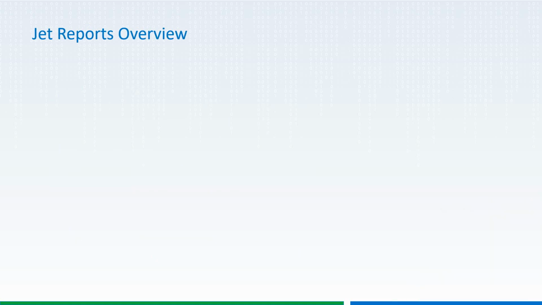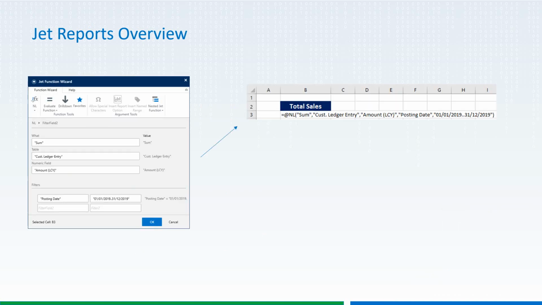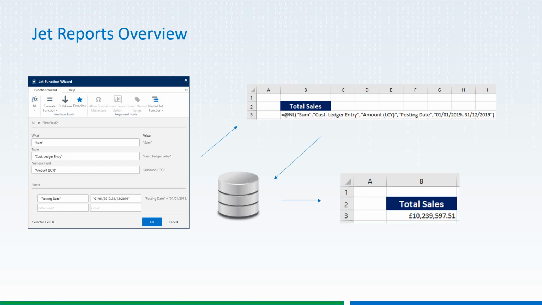This overview explains how Jet Reports works. We use the function wizard to build a formula that is structured in the same way as a standard Excel function. We query the ERP database when the report is executed, and then the results are finally returned into Excel.